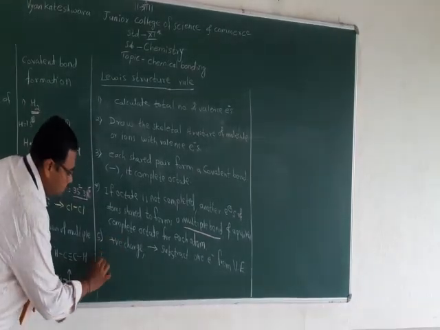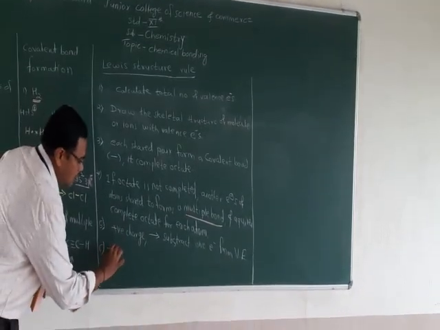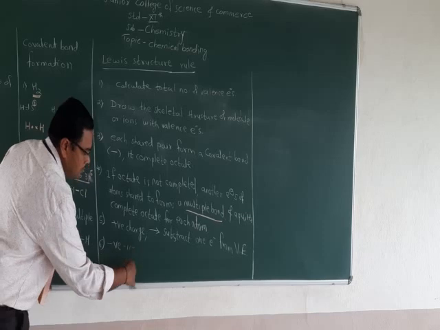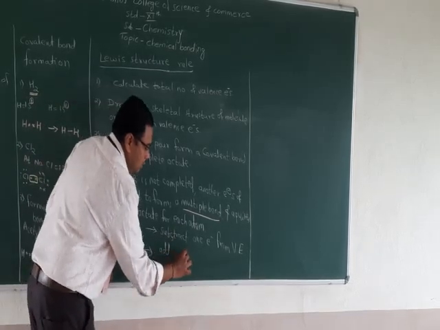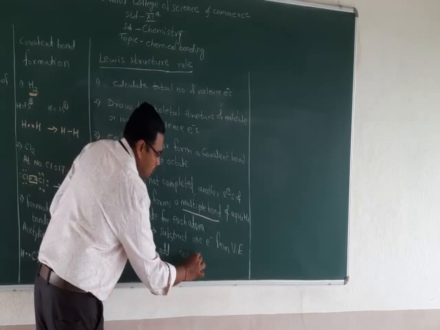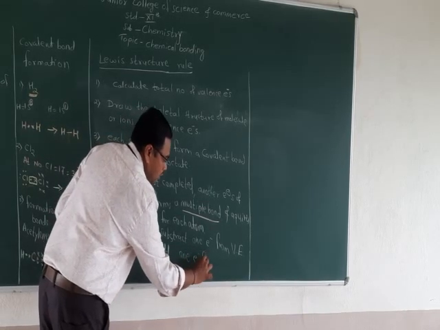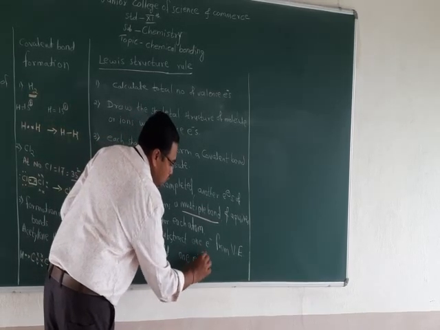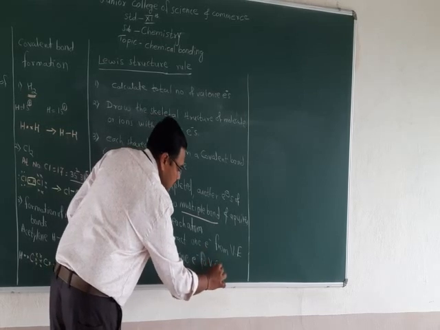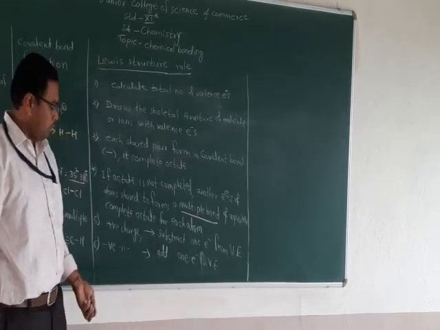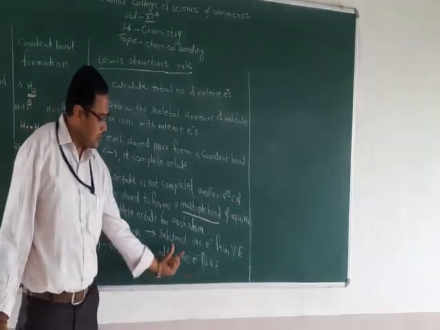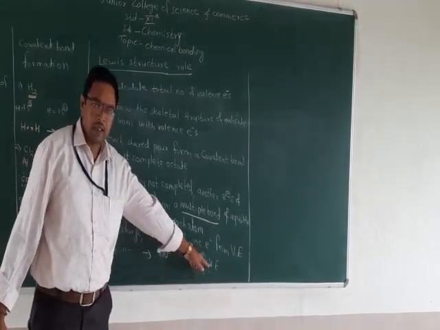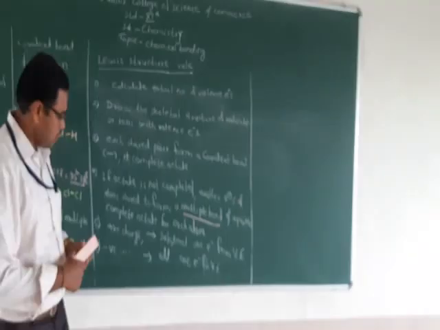Sixth rule: if there is a negative charge present, then add 1 electron to the valence electrons. The number of negative charges is the number of electrons added to the valence shell.